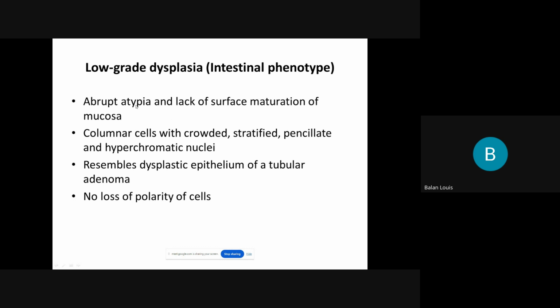So in low-grade intestinal phenotype, there is abrupt atypia, there is lack of surface maturation of the mucosa. Columnar lining cells will be crowded, stratified. Sometimes they appear to be having a penicillate morphology. Nucleus will be hyperchromatic, and they resemble dysplastic epithelium of the tubular adenoma. And there may not be loss of polarity of these cells in a low-grade dysplasia.